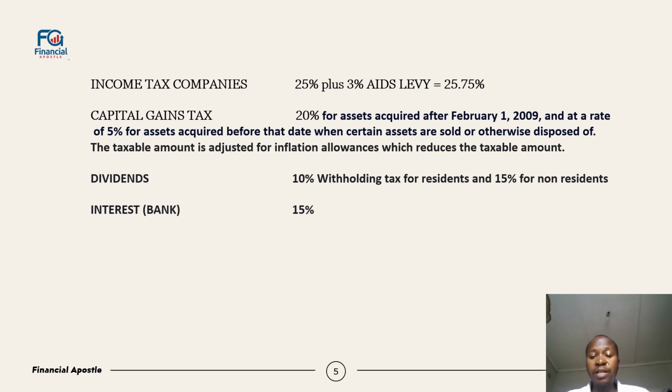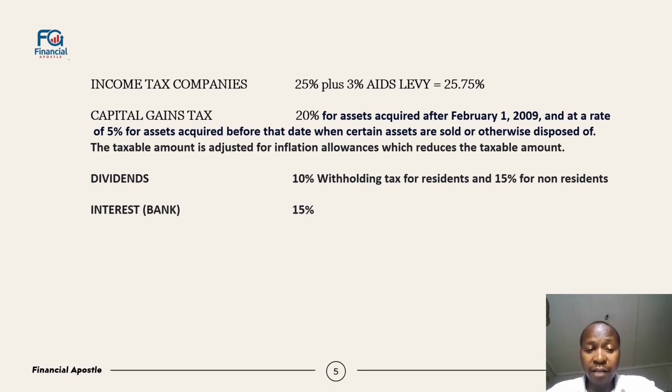Then it might also be somebody who has shares in a particular company. The company declares a dividend. That dividend is taxed at a rate of 10% for local residents, and for non-residents, taxed at 15%. So note again that you might have earned a dividend of $950, same as that person whose total earnings is $950. But in this particular case, your dividend is taxed at 10% versus 25% for employment income.